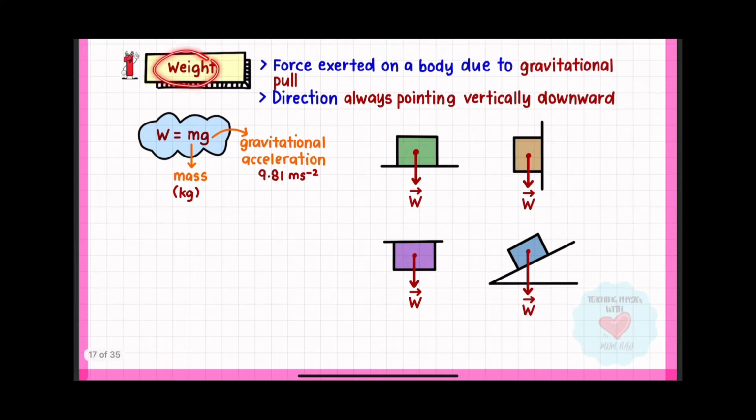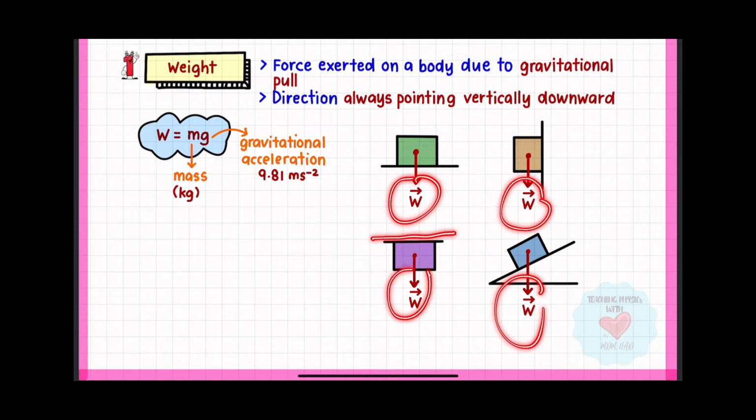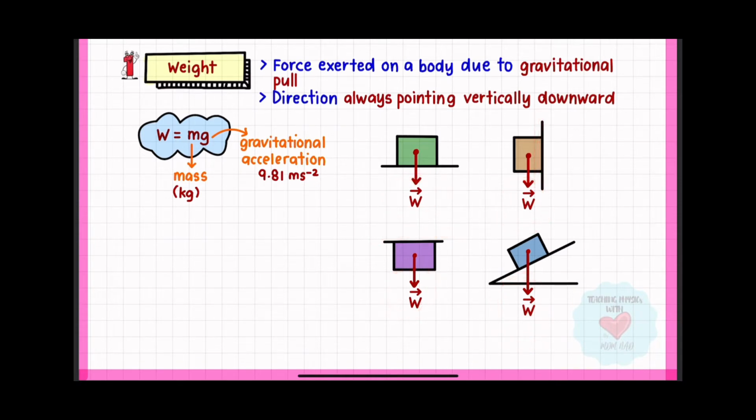Okay, weight. Force exerted on a body due to gravitational pull. So maksudnya apa-apa benda yang ada mass, dia akan ada weight. So then weight direction is always pointing vertically downward. Tak kisahlah macam mana objek tu duduk, make sure that the weight is always pointing downward. Okay, ni contoh dekat ceiling and dekat dinding. So nampak tak, semua W dia dekat bawah.